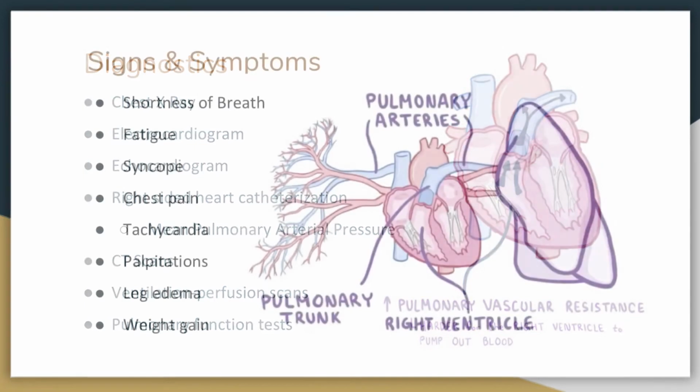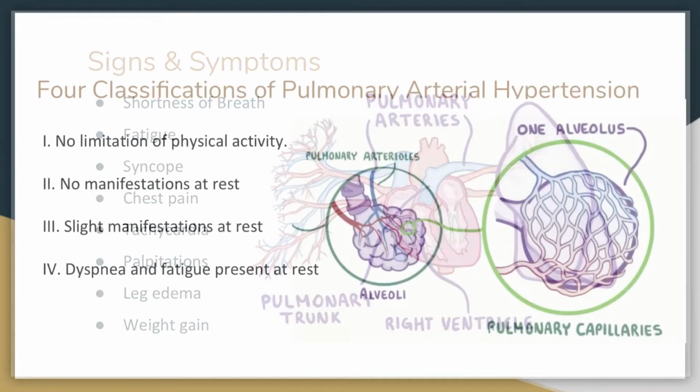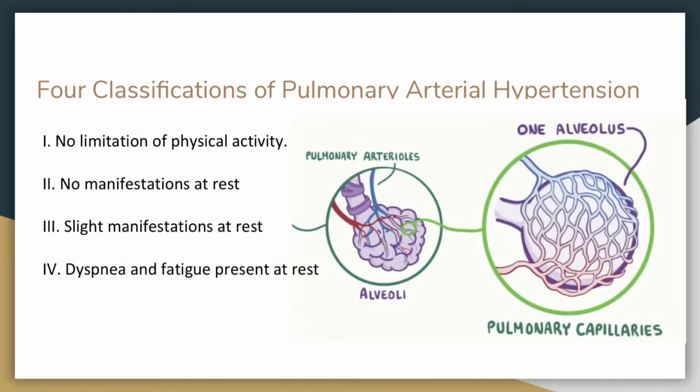Some signs and symptoms of pulmonary hypertension include shortness of breath, or dyspnea, fatigue, syncope, chest pain, tachycardia, palpitations, and leg edema. Since many of these signs and symptoms are so similar to other possible diseases, there is usually a delay from disease onset to diagnosis. Next, we will cover the classifications of pulmonary hypertension.